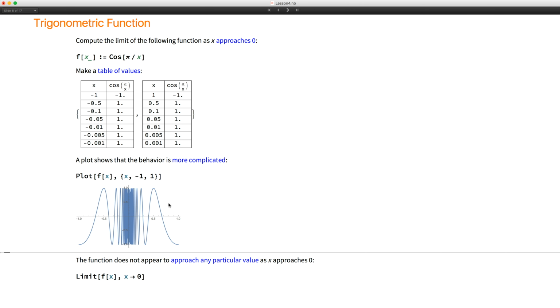It's much more complicated. So what you need to take away from this is that tables are useful, but they are not terribly reliable. So the plot says that this limit probably does not exist. But in fact, you can confirm the answer with limit and check that the answer is actually indeterminate. Indeterminate says that this limit does not exist.